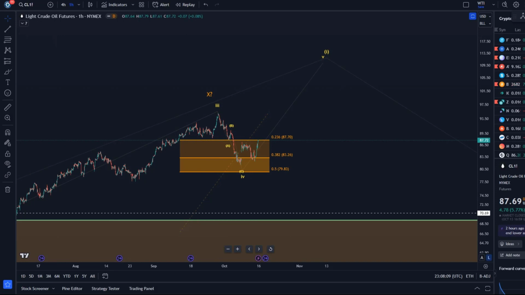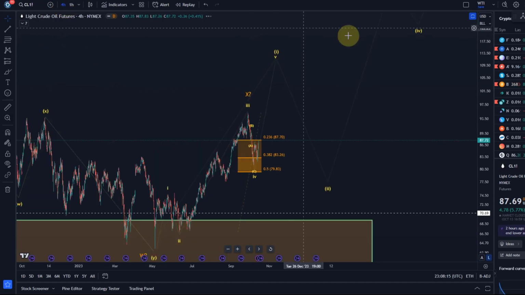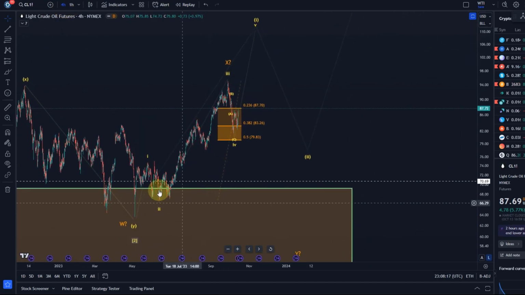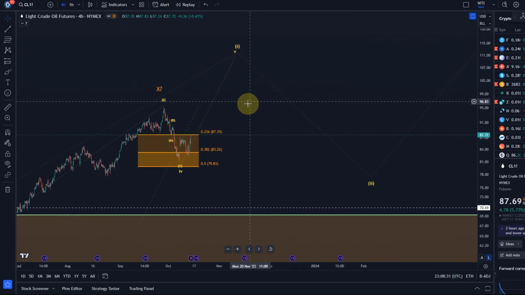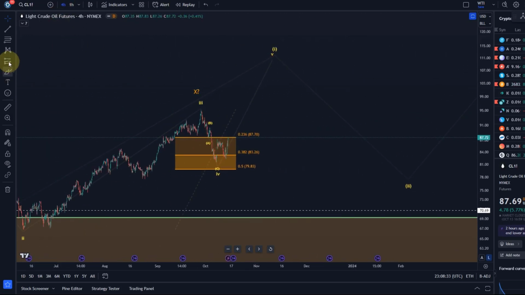So let's start with the first scenario, which is basically the one that you see here with the yellow wave count. It assumes that a larger degree wave 2 correction already finished in May. Price rallied in 3 waves. We came down in a 4th wave and we're now moving up in a 5th wave. In this scenario, the price formed already a 1-2 setup.